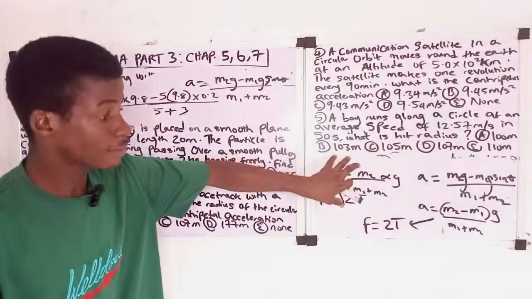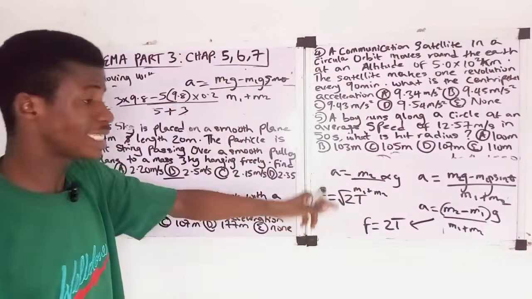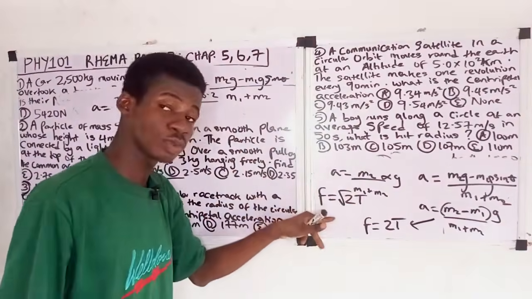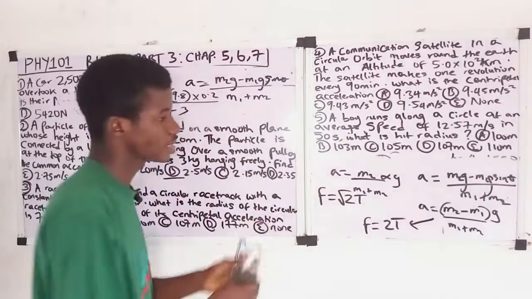Now for an air track glider, to calculate the total force acting on the two masses, the formula is usually root 2 of their tension. So that is just it.